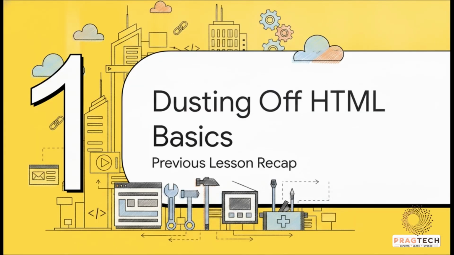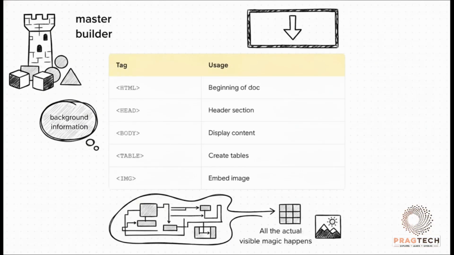Section 1. Dusting off HTML basics. Let's do a quick recap. Every master builder has to know their basic blocks, right? So we've got the HTML tag that just tells the browser, hey, a web page is starting. The head tag holds all the background info, like your page title. Then there's the body, which is where literally all the visible magic happens on the screen. And inside that body tag, we can organize our data super neatly into grids using table, tr, and td tags. Or we can drop in some stunning pictures using the img tag.